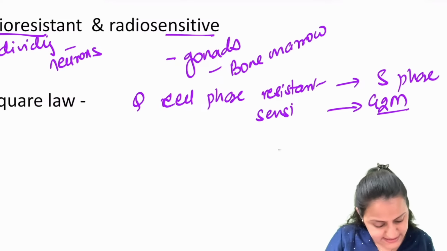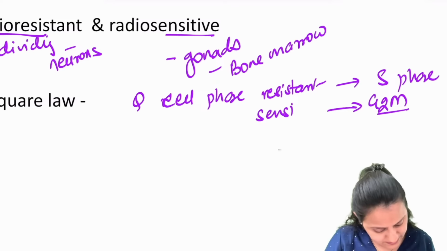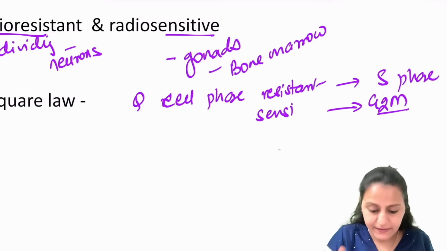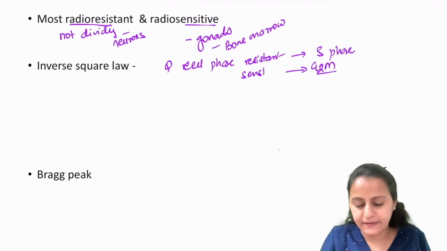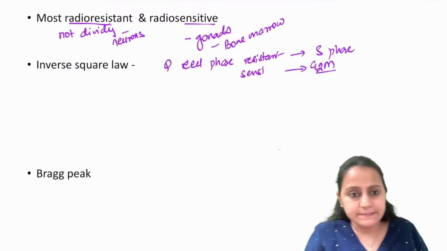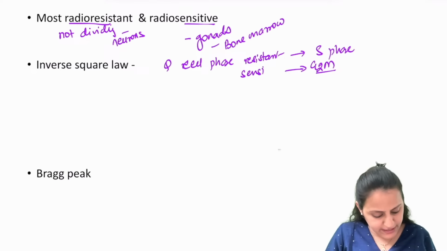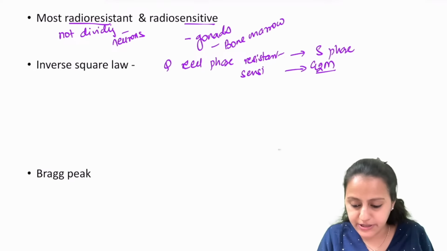No, resistant is S phase. Okay, right? Coming to the next one, G2M is the most sensitive.